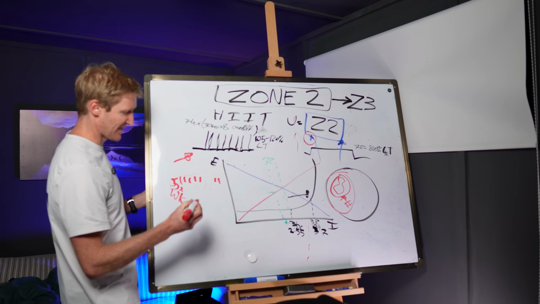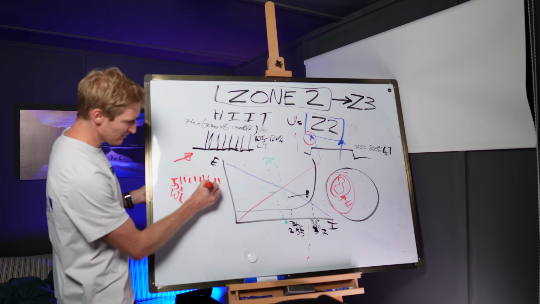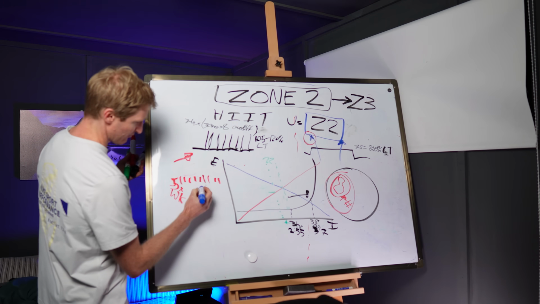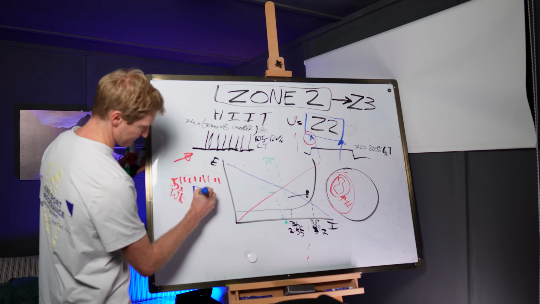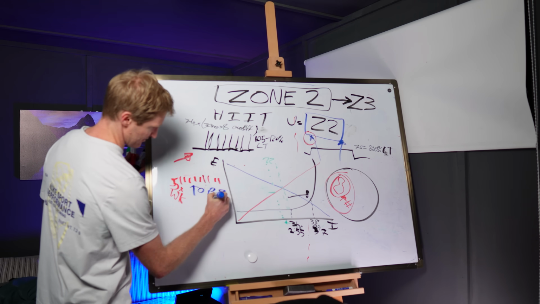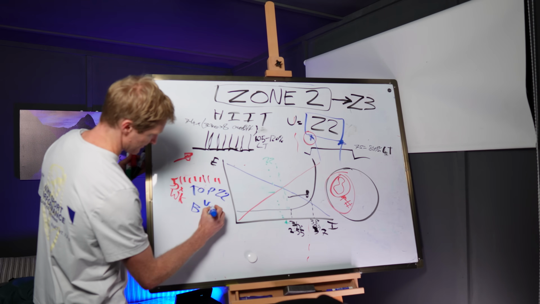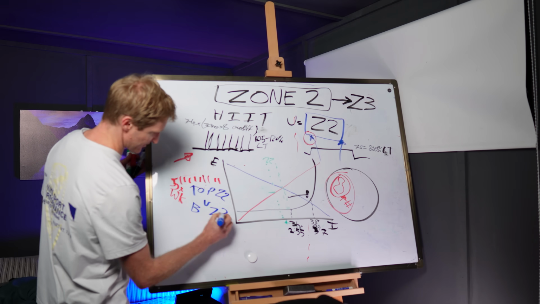So what I mean is that if you were going to do all of these weeks, we'll do blue for zone 2, right? And we're going to go top zone 2 versus, I'll just put B for bottom zone 2.